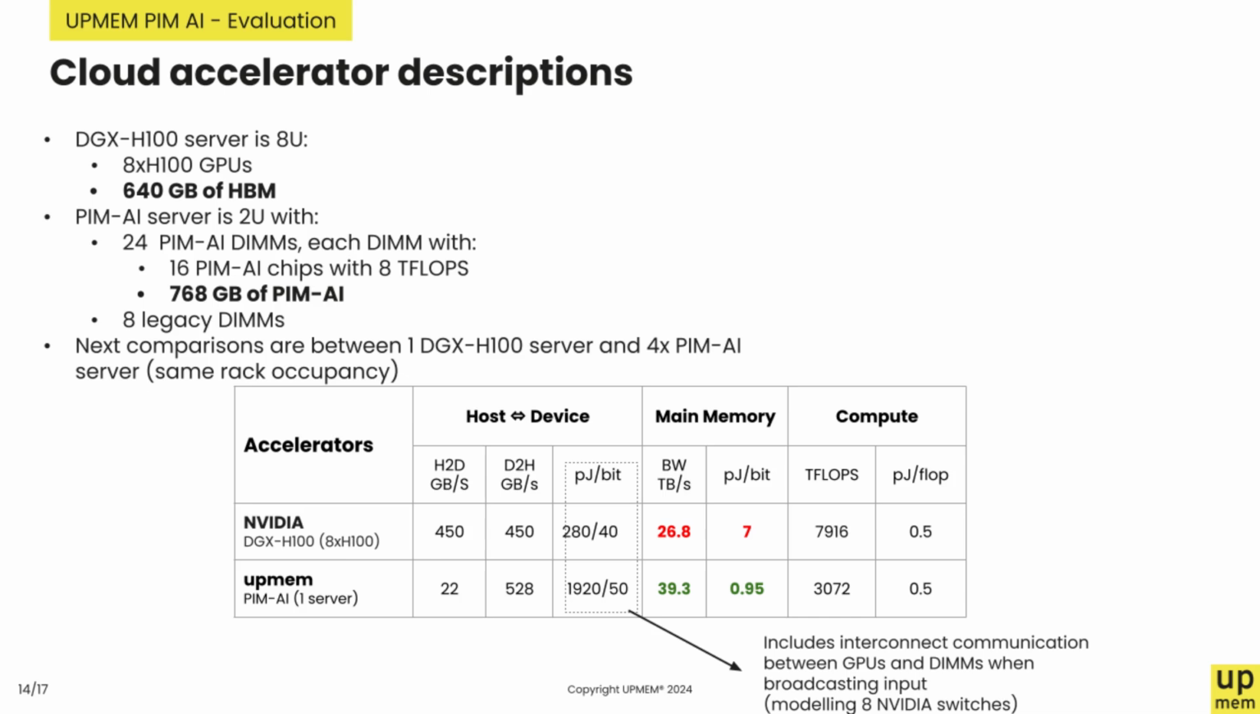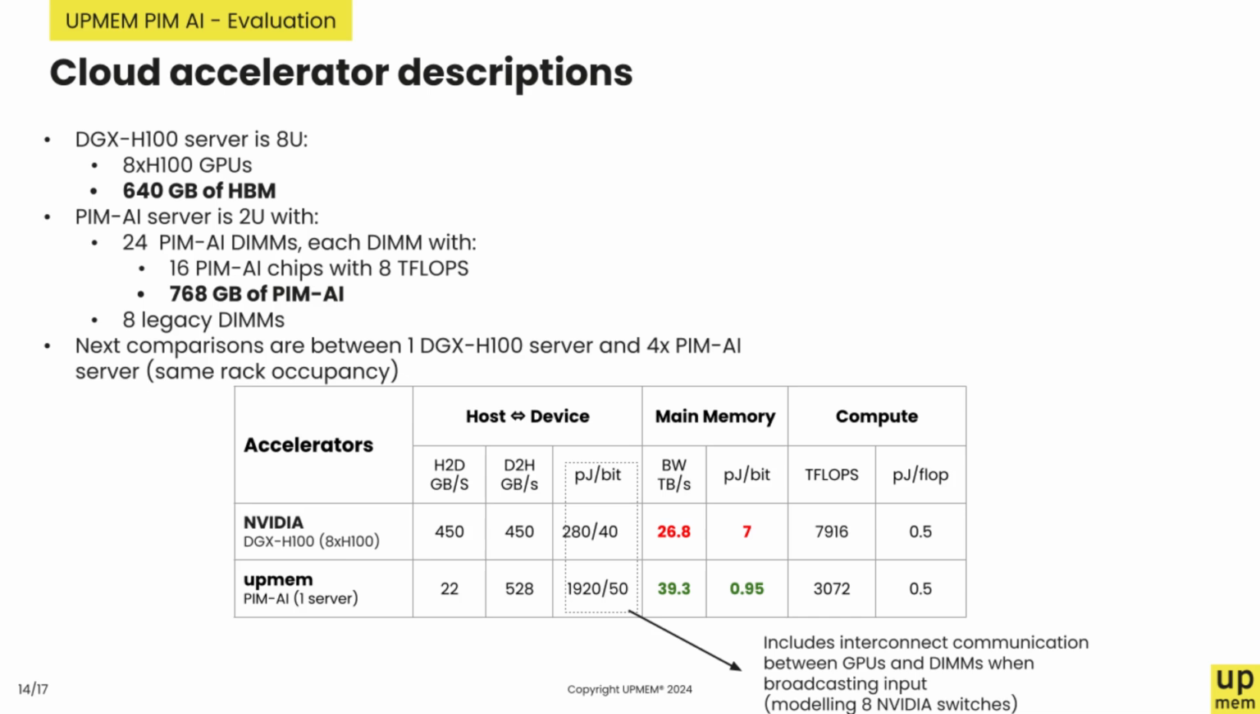So every time that they need to synchronize, they don't need to go to host, but they can go through the different switches. For the PIM server, of course, host-to-device is only 22 gigabytes per second because we have to write one DIMM at a time. And we cannot parallelize that, and it takes what it takes. When we go in the opposite path, the device to host, we have the aggregated bandwidth because we can read from all the DIMMs at the same time, mostly.